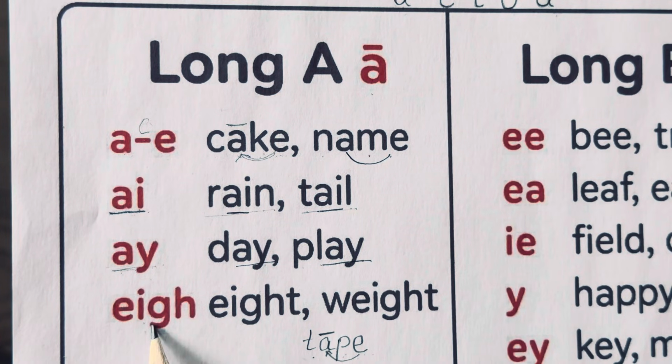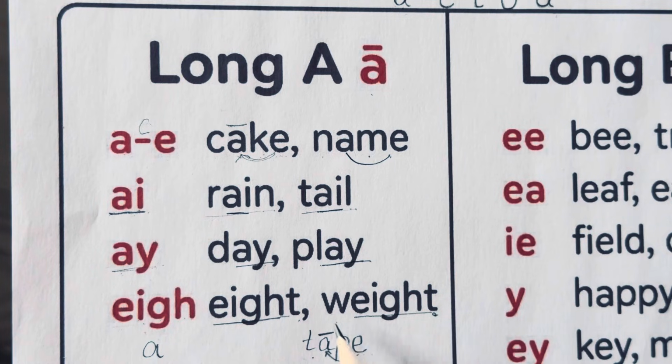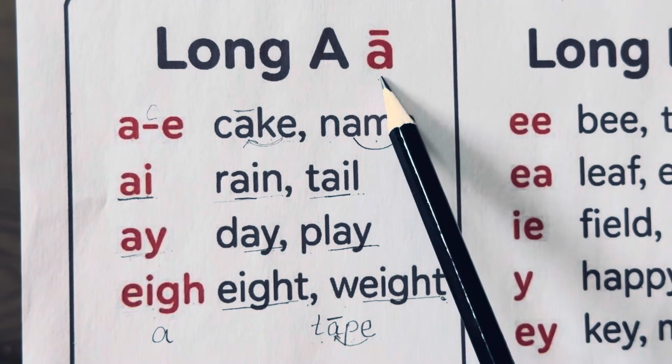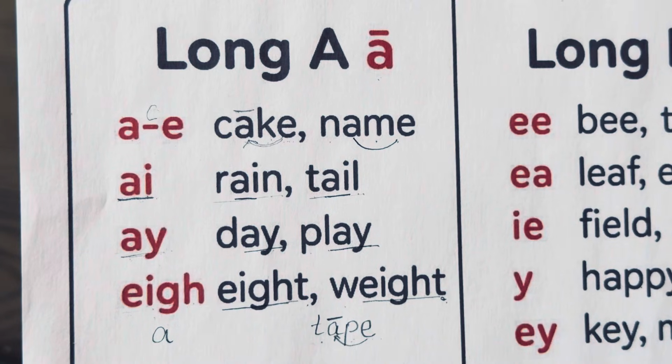The last spelling pattern is whenever you see E, I, G, H together in a word, we will make the sound A. Four letters, one sound. A, as in eight, eight, wait. So these are all long vowel A with different spelling patterns.